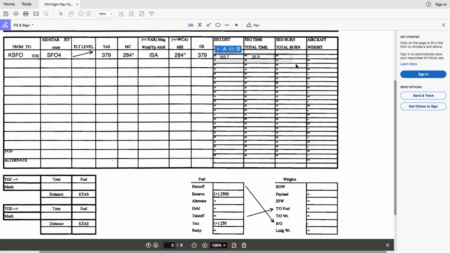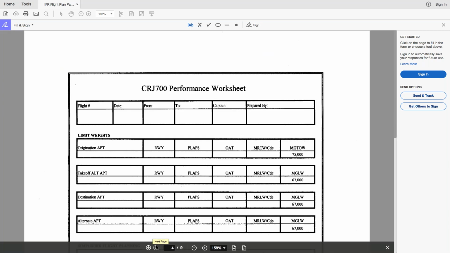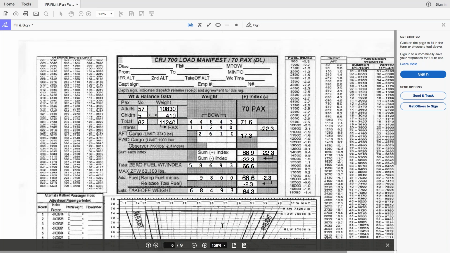So 163.7 for our distance, 25.9 for our time, and our burn came to a total of 24.23. Okay. For this part, we take our aircraft weight. So this is our planned takeoff weight of, what was it, 69? Round up to 70. Well, this one we're going to pull the actual number we spit out here, 68,493.